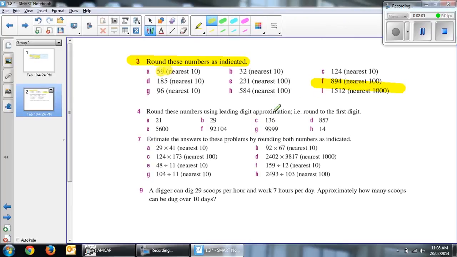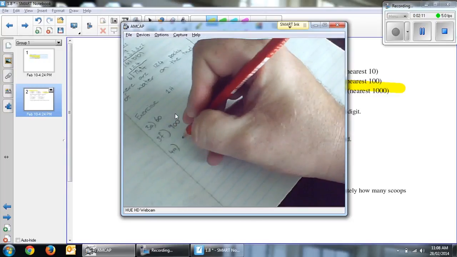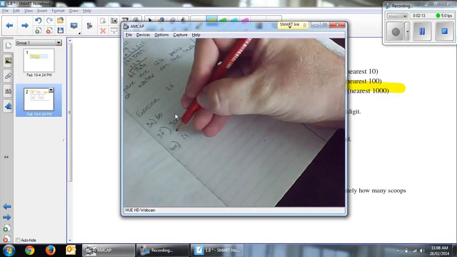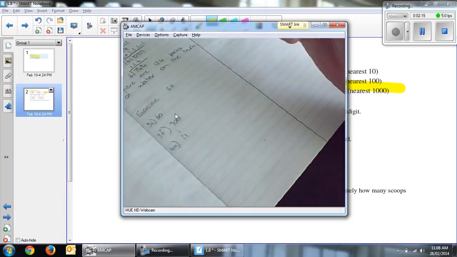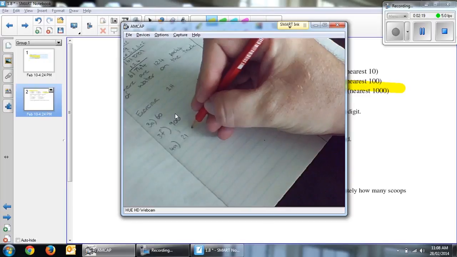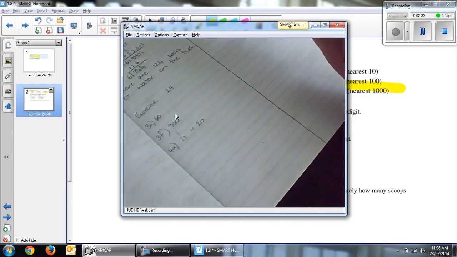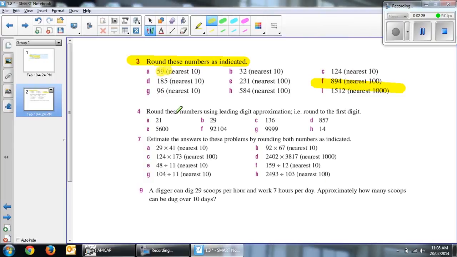Let's have a look at question 4. This is where we're using leading digit approximation. So round to the first digit. In question 4A, the number is 21. We're rounding to the closest 10 because the place value of our leading digit is tens. And 21 is approximately equal to 20. So that's how we would round that one.